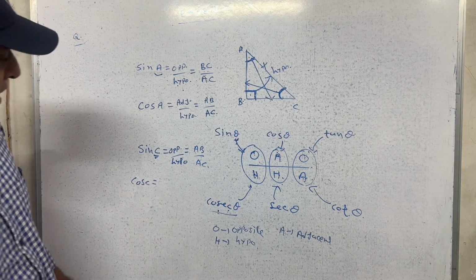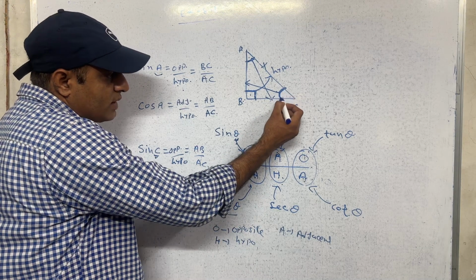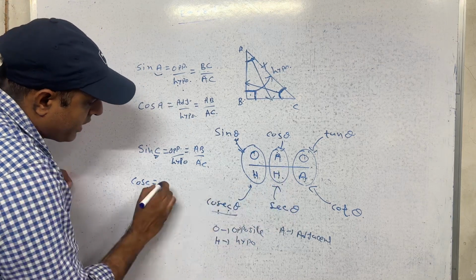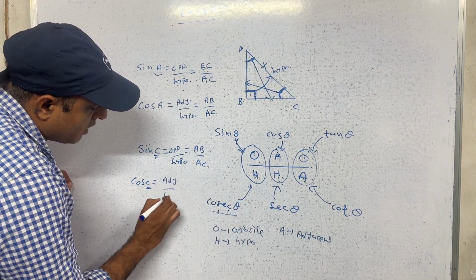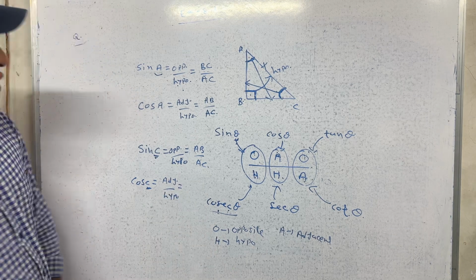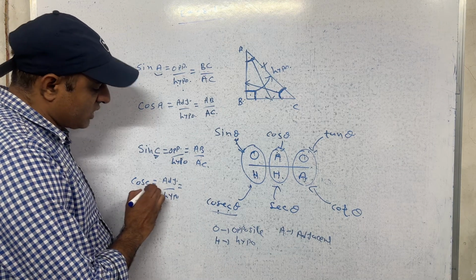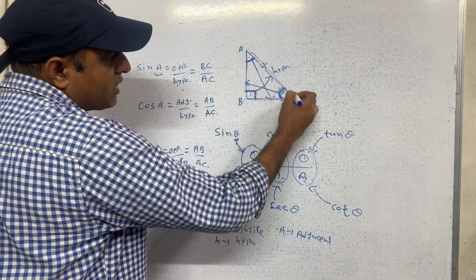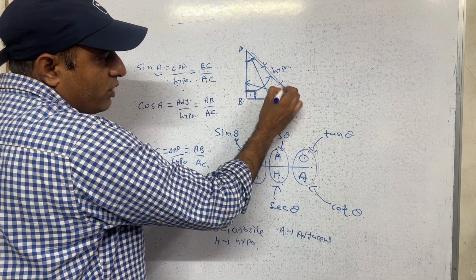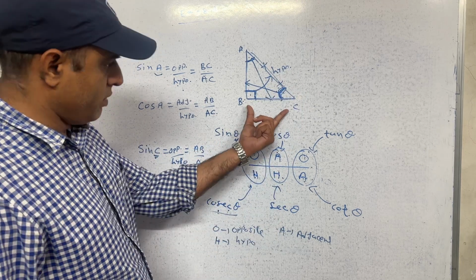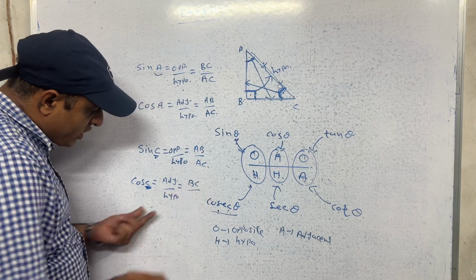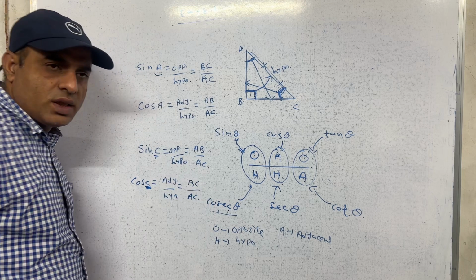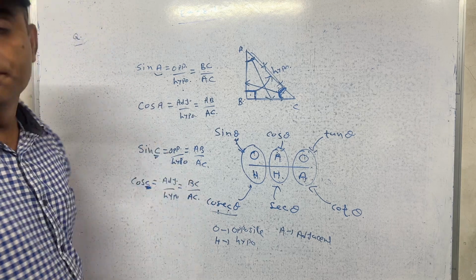Now cos C. What will I see? Adjacent to the angle C. Cos is what? Adjacent by hypo. So what is adjacent to C? The adjacent sides to C are BC and AC. But as we know, AC is hypo, so this will not be considered. So the adjacent is BC, and hypo will remain the same, that is AC. So cos C is equal to BC by AC.